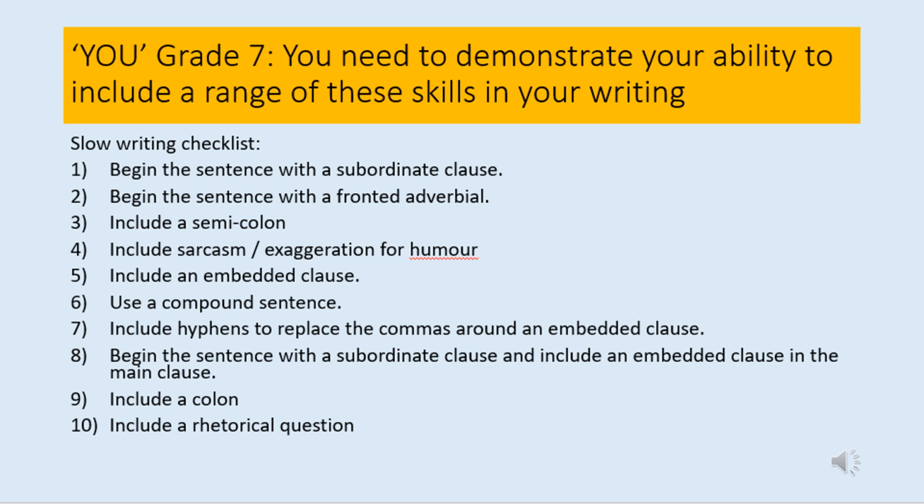Here is the grade 7 slow writing checklist. In here you can see an addition of include sarcasm or exaggeration, hyperbole, for humour. You can see they're using hyphens to replace commas around an embedded clause. And you can see there, begin the sentence with a subordinate clause and include an embedded clause in the main clause. So the idea of creating a multi-clause sentence and then including a colon as well as the other things that have been included on the other checklist too. It is important that you include a range of sentence structures and punctuation to achieve higher grades.